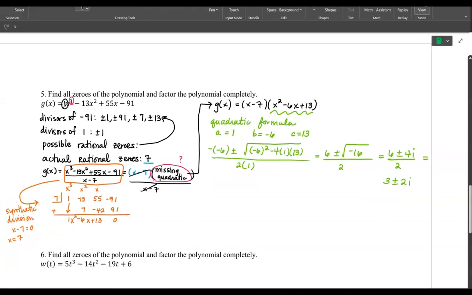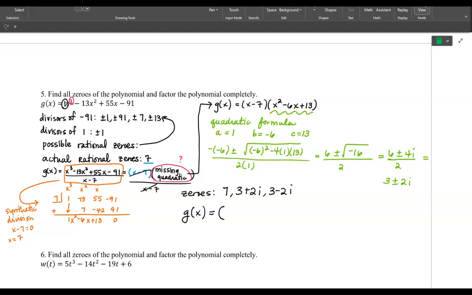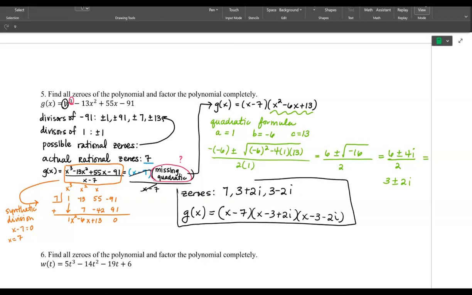So now at this point, I can say that all of the zeros of this polynomial are the real 0 of 7, the imaginary 0 of 3 plus 2i, and the imaginary 0 of 3 minus 2i. And we can also go on to say that the polynomial completely factored is x minus 7, x minus 3 plus 2i, and x minus 3 minus 2i. You always get your factors from doing x minus your 0, even if your zeros are imaginary.